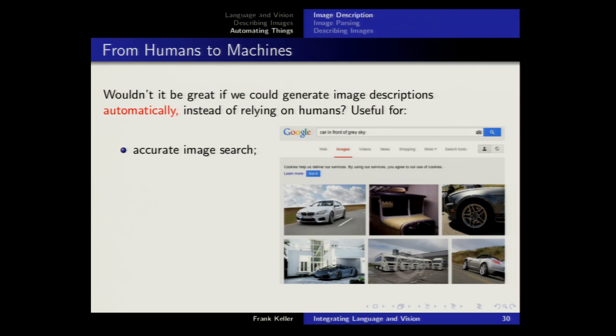But yeah, image search is not perfect, and in particular, it's not good at understanding more elaborate image descriptions. If I just search for a red car, it will probably be okay. If I have a more complex description, it's not going to work so well. So that's where image descriptions would be good.